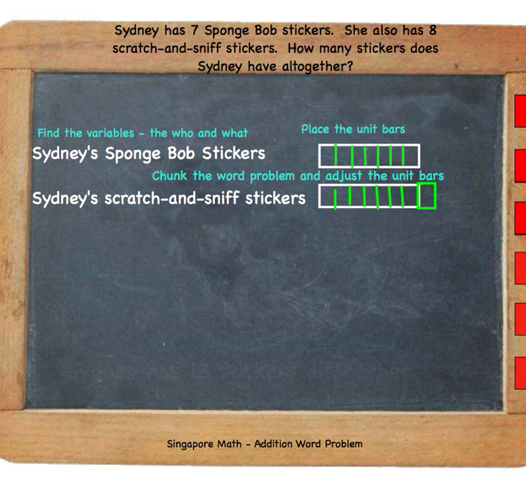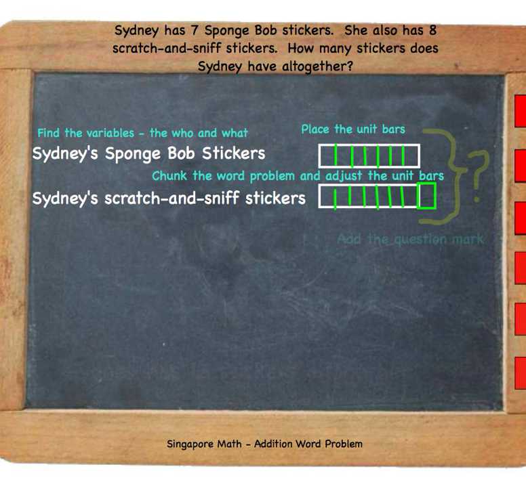Sydney has 7 SpongeBob stickers. I've chunked that original unit bar into 7 different units. She also has 8 Scratch and Sniff stickers. Here, I've done this 7, just like she had above for the SpongeBob stickers, and I've added a unit bar on. And I would do this instead of squishing 8 into this unit bar. That way, I remember that she has more Scratch and Sniff stickers than she has SpongeBob stickers. I wouldn't want to squish unequal amounts into the same size unit bar.